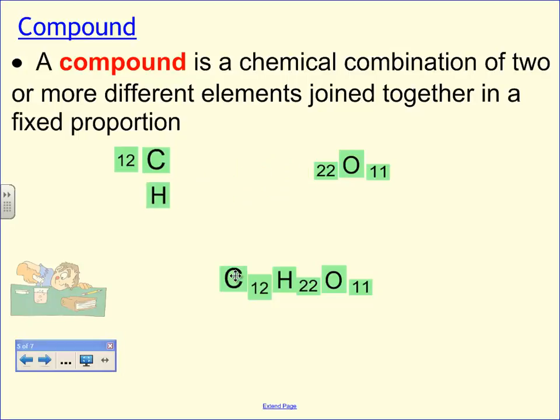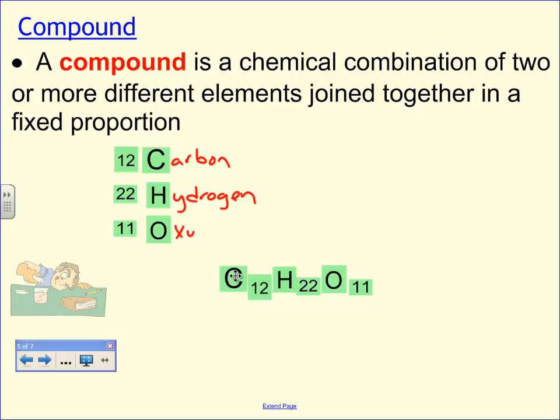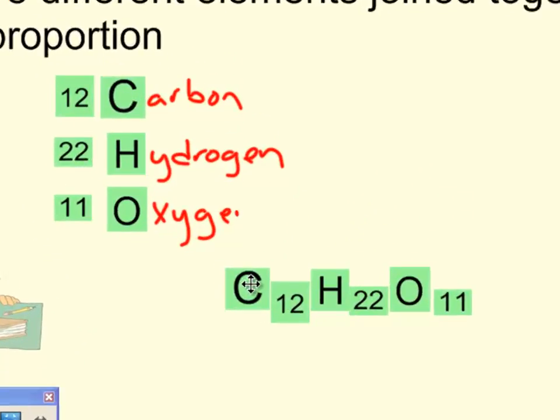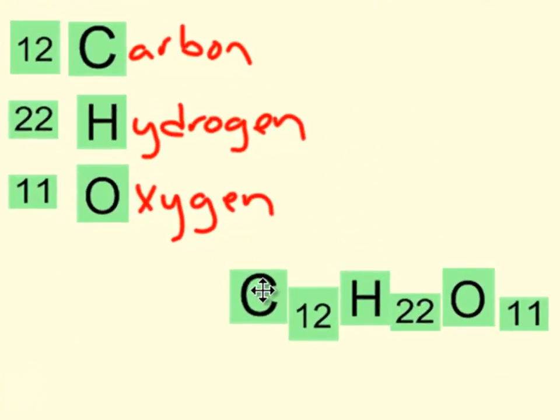What the formula also tells us is how many atoms of each element are in that molecule. So we've got 12 of the C, which is carbon, 22 of the H, which is hydrogen, and 11 of the O, which is oxygen. Remember that the numbers, the subscripts, only correspond to the element that they're right next to. So that 22 just goes with hydrogen, the 12 just goes with carbon, the 11 just goes with oxygen.